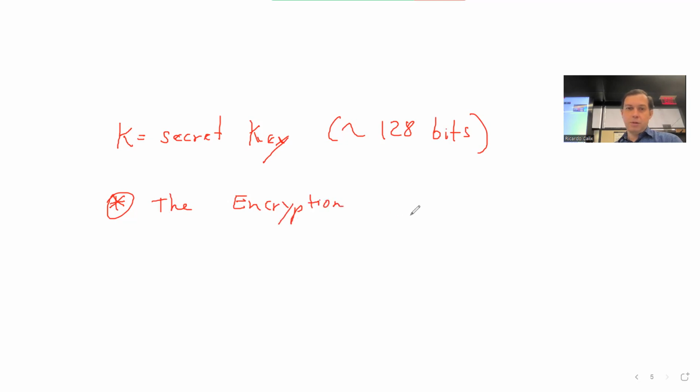The encryption algorithm is known. This is really important. RSA, DES, AES, all these encryption algorithms are known. They're not a secret.